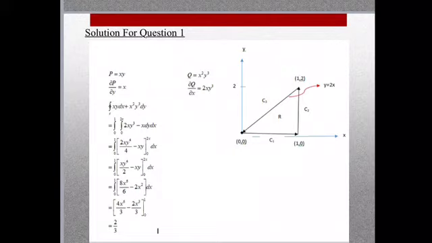8x to the power of 6 over 6 minus 2x squared dx, and then we integrate with respect to x, which gives us 4x to the power of 6 over 3 minus 2x cubed over 3. Lastly, substitute the limits for x, which are 0 and 1, which gives us the final answer of 2 over 3.